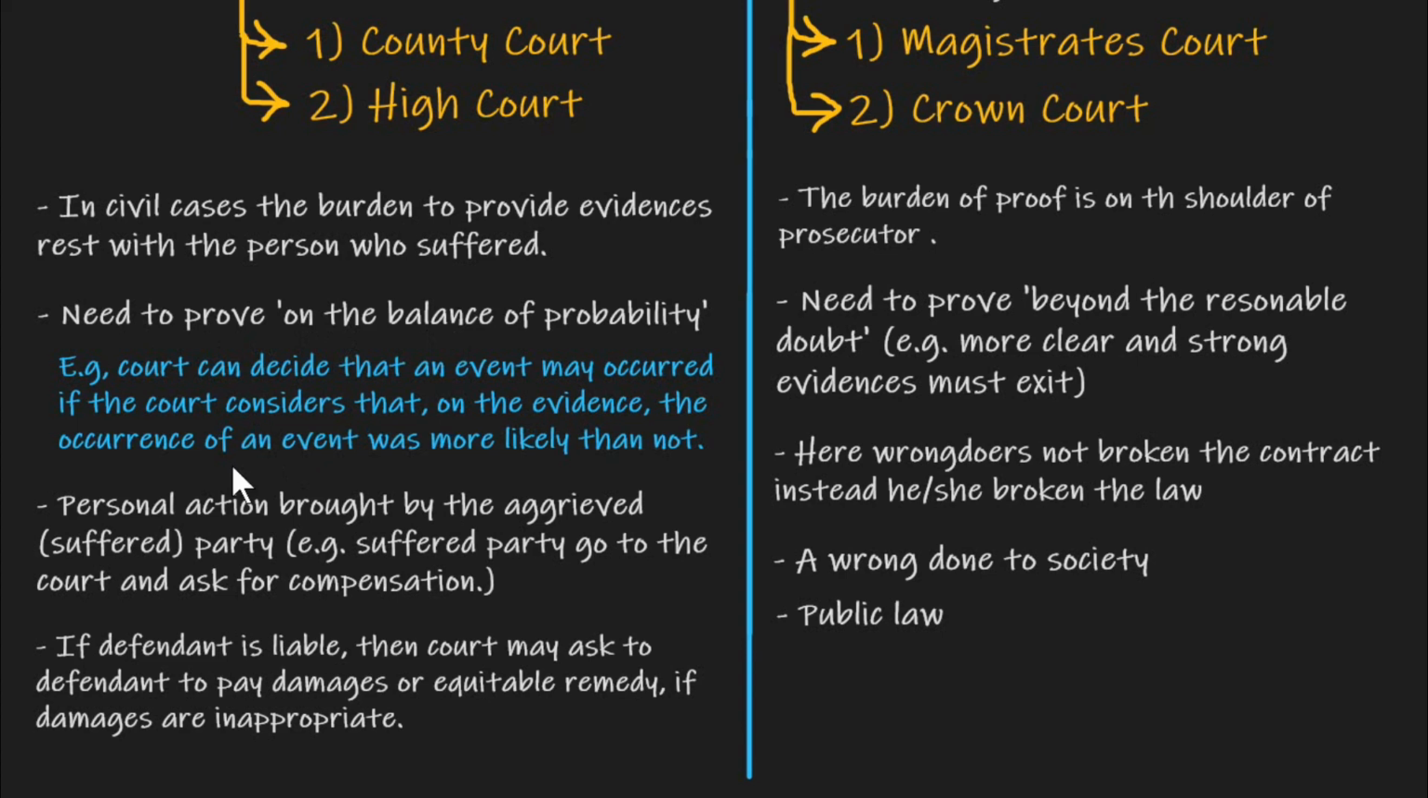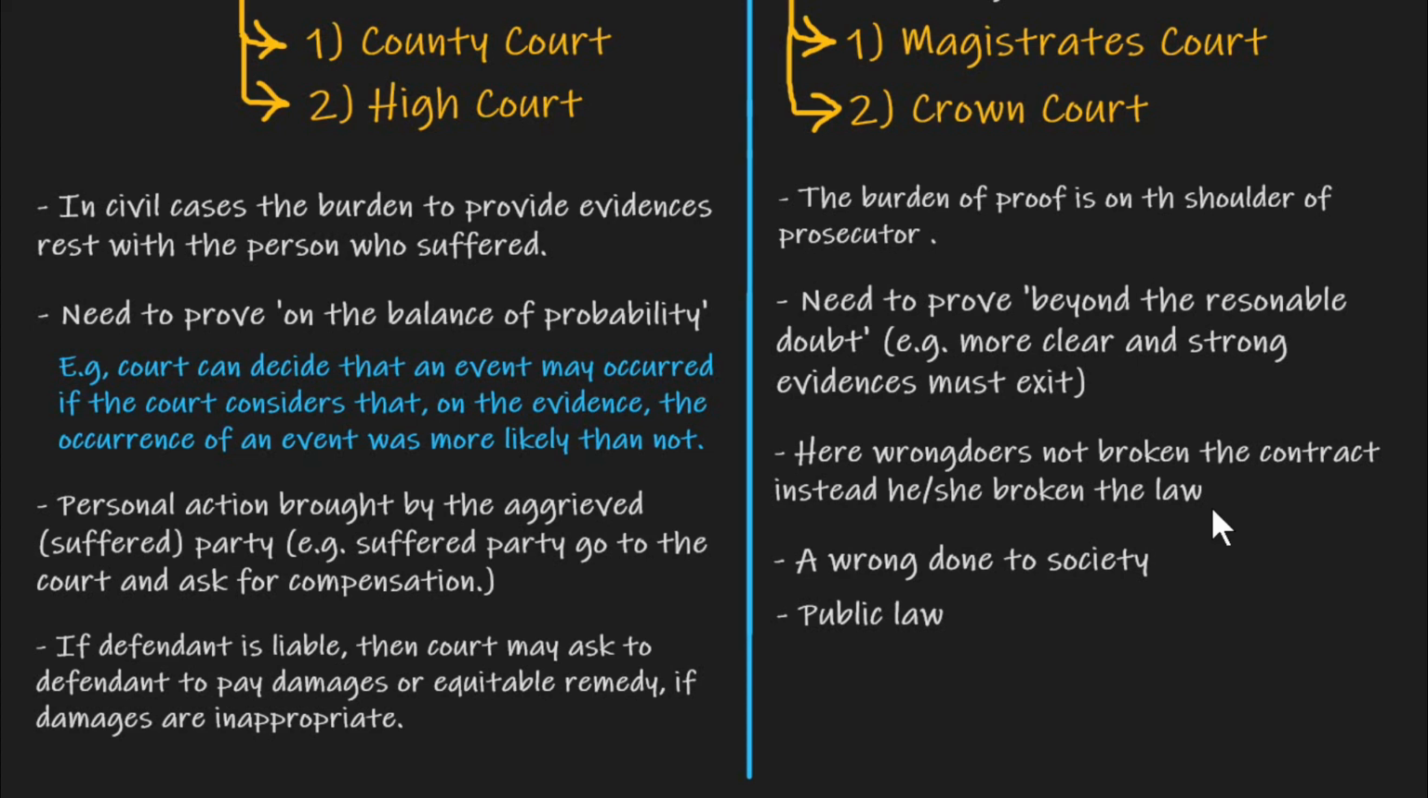For example, a court may consider that the occurrence of an event was more likely than not if more evidence indicates its likelihood. On the other hand, in criminal cases, the prosecutor needs to prove beyond reasonable doubt that the person is actually guilty of a specific crime. So that's why clearer and stronger evidence must exist.